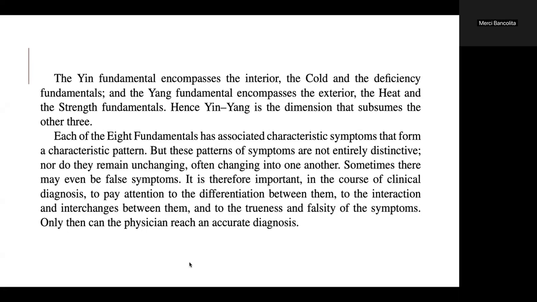Each of the 8 fundamentals has associated characteristic symptoms that form a characteristic pattern. But these patterns of symptoms are not entirely distinctive, nor do they remain unchanging, often changing into one another. Sometimes there may even be false symptoms. It is therefore important in the course of clinical diagnosis to pay attention to the differentiation between them, to the interaction and interchanges between them, and to the trueness and falsity of the symptoms. Only then can the physician reach an accurate diagnosis.